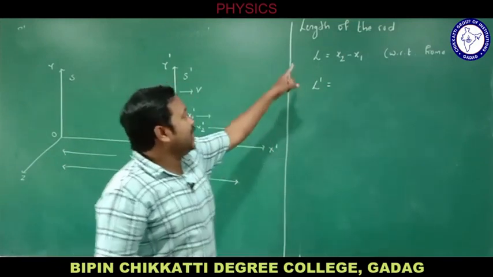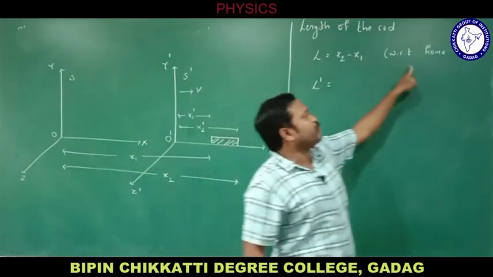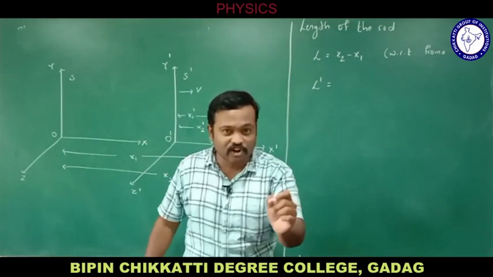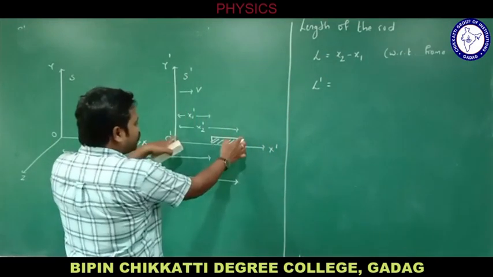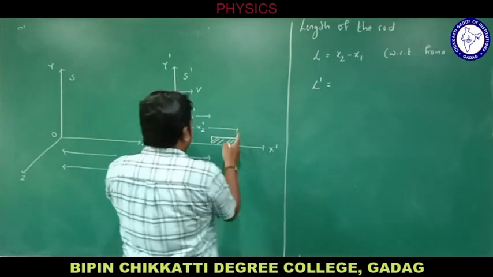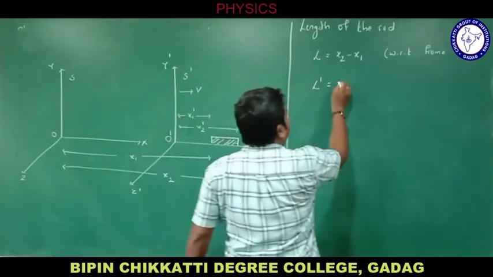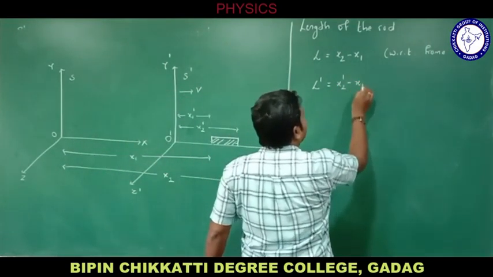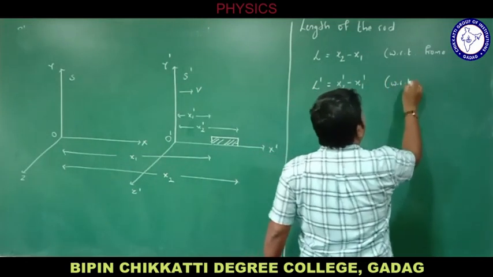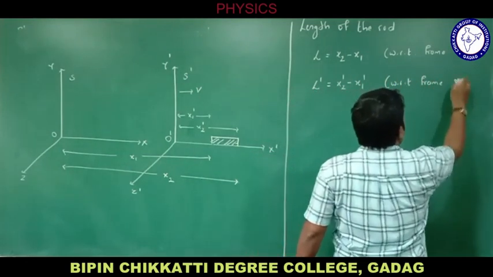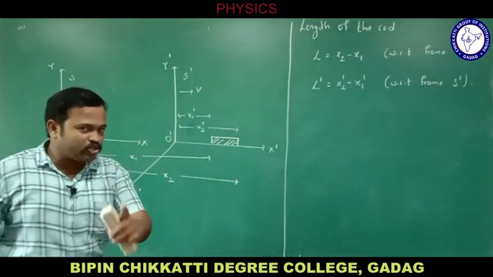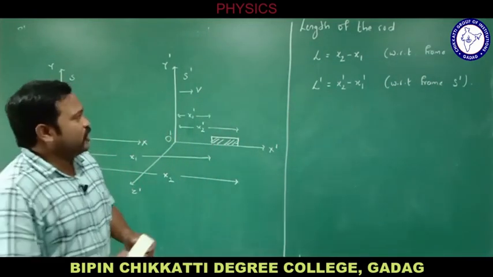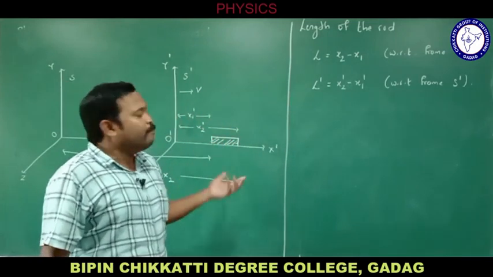Let L be the length of the rod with respect to frame S. L dash is the length of the rod with respect to frame S dash. What is the length of the rod here? x2 dash minus x1 dash. This is the length of the rod with respect to frame S dash, which is moving with velocity v along the positive x axis. So I got the length of the rod with respect to both the frames.